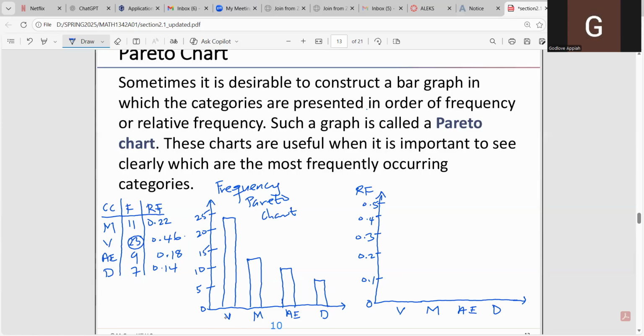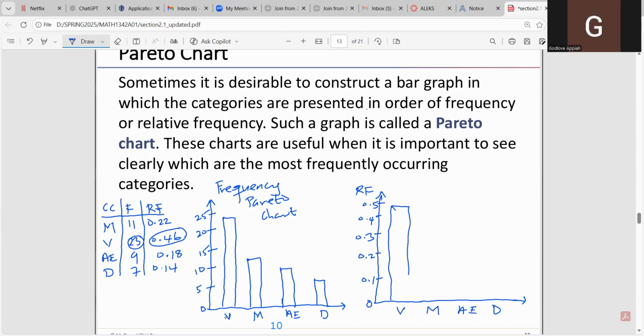So on this axis, we have the relative frequencies. Now, for the category Visa, the relative frequency is going to be 0.46. That is approximately 0.5 to one decimal place. So 0.46 should be somewhere close to 0.5, and somewhere here, I'm going to have a rectangle that corresponds to the relative frequency of that category.